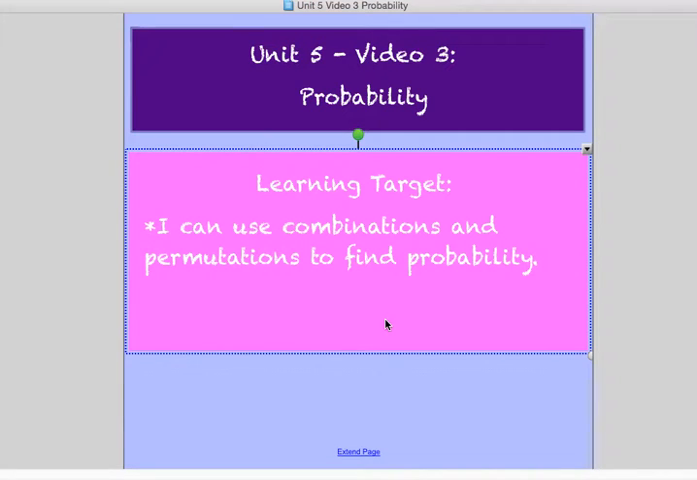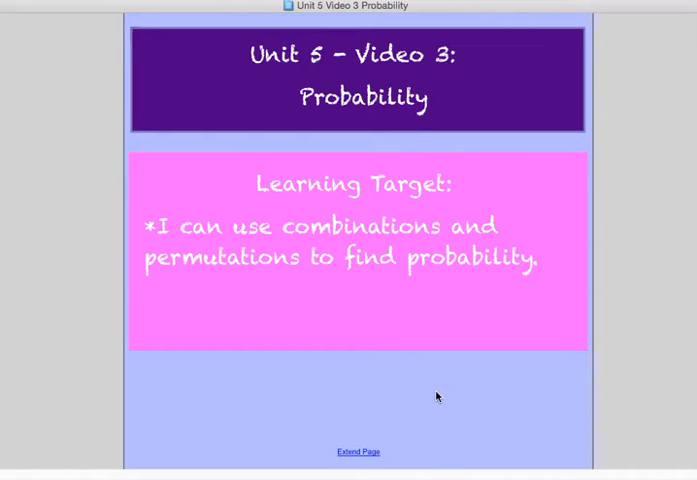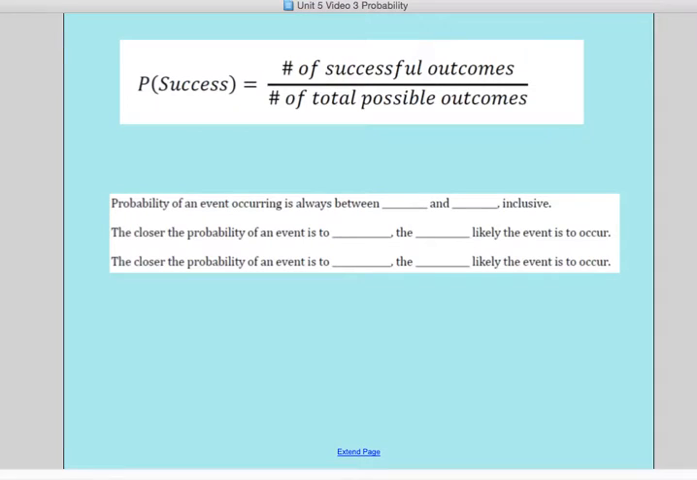Today we're going to go ahead and look at probability. So your learning target is that you can use combinations and permutations to find probability. We've been working with combinations and permutations in our last video, so now we're going to add in probability. The probability of success, or probability of the event, is the number of successful outcomes over the total possible outcomes.